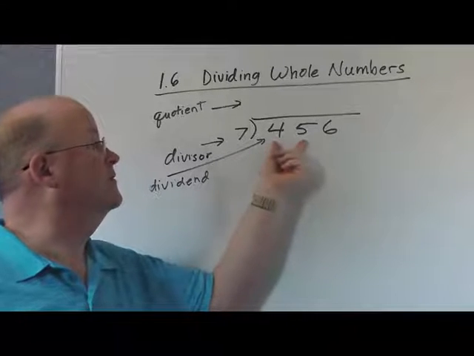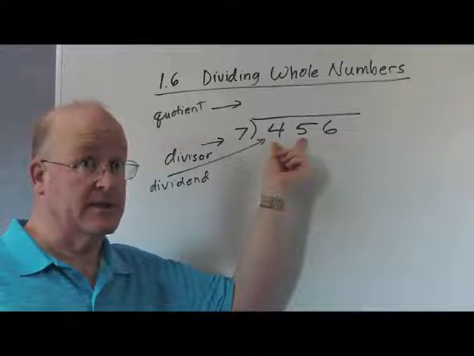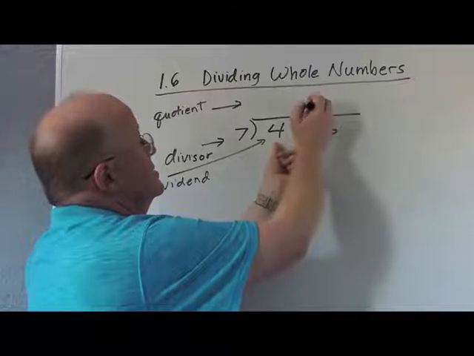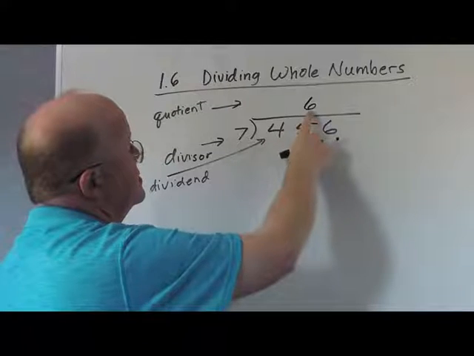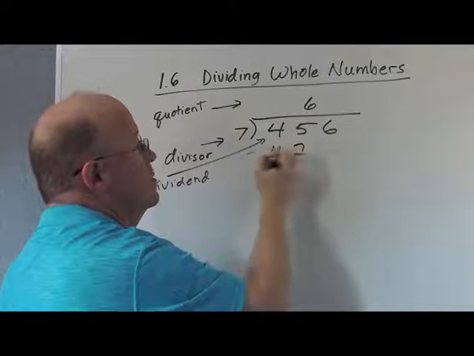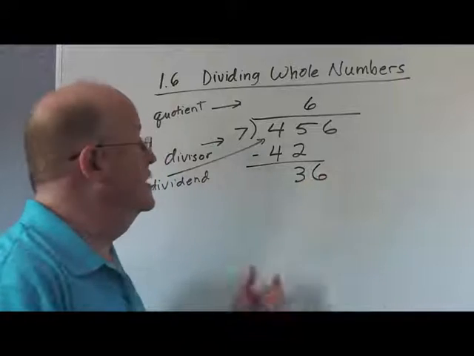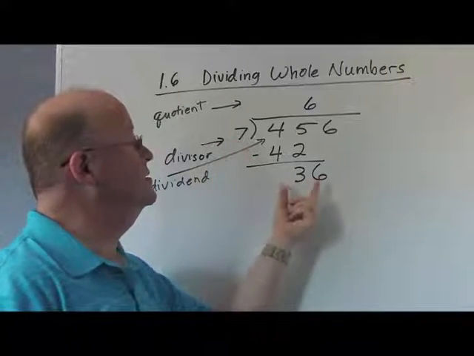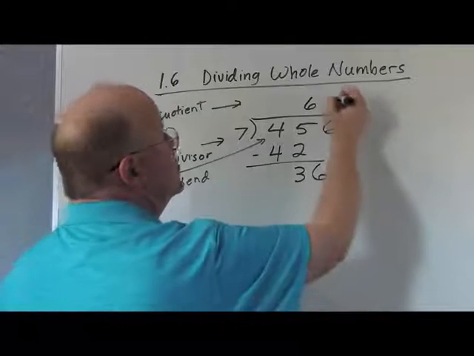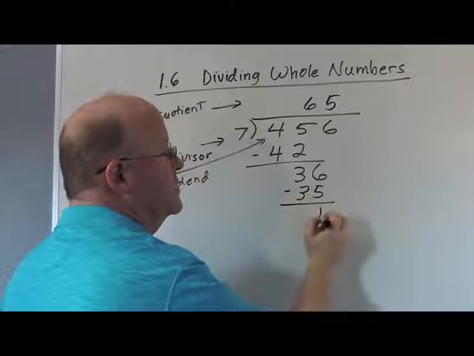So we move on to 45. How many times does 7 go into 45? Well, you need to know your multiplication tables pretty well. 7 times 6 is 42. So this goes in 6 times. And then we take that 6 on the top, we multiply it by the 7 on the side to get 42. We then subtract the 42 off to get 3, bring down 6, and then we ask, how many times does 7 go into 36? Well, 7 times 5 is 35, so I'm going to write a 5 up above that 6 there. The product was 35. Subtract and get 1.